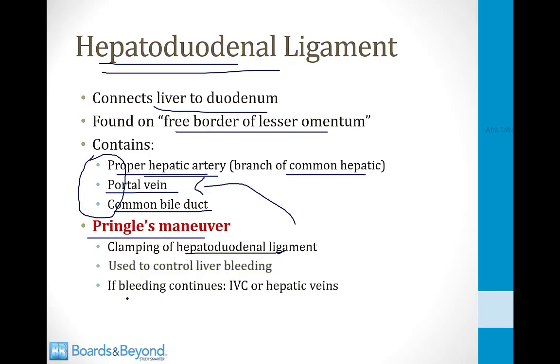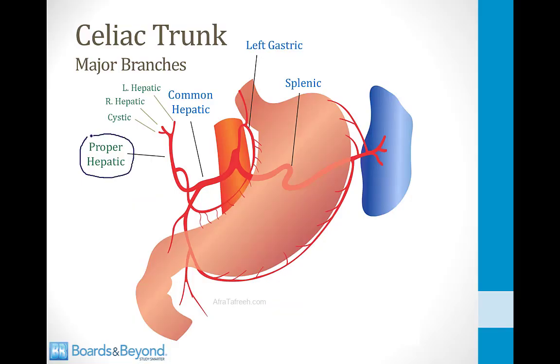If the bleeding continues despite Pringle's maneuver, in other words, if it continues despite clamping this ligament, then that means that the bleeding must be coming from either the IVC or the hepatic veins, and that's because both of these structures do not run through the hepatoduodenal ligament. This is the proper hepatic artery that is contained within the hepatoduodenal ligament.